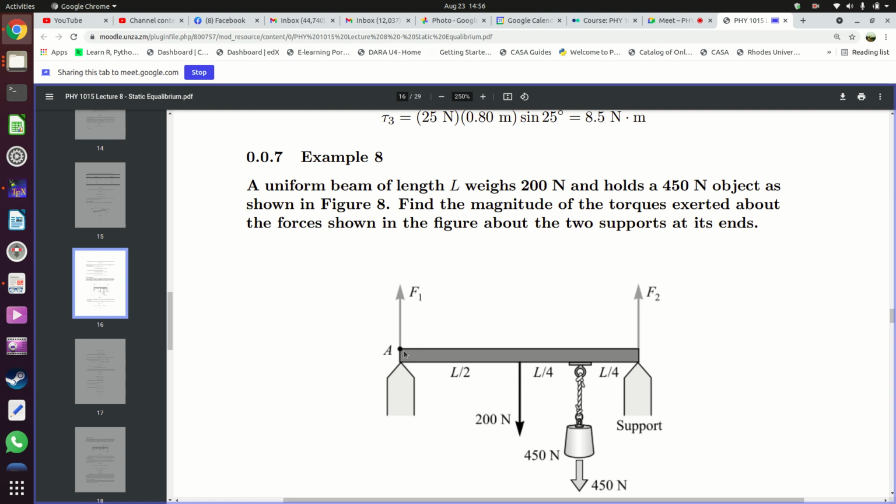You can choose A here. You can choose this point to be a pivot. It's not obvious. The reason why it's not obvious is because if I choose the point A to be the pivot, there is only one force passing through this particular point, which is F1. So F1 will not produce any torque. Are we clear?